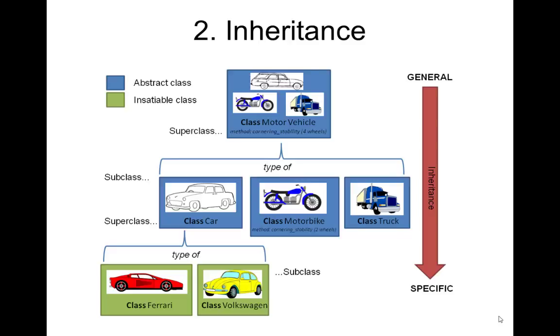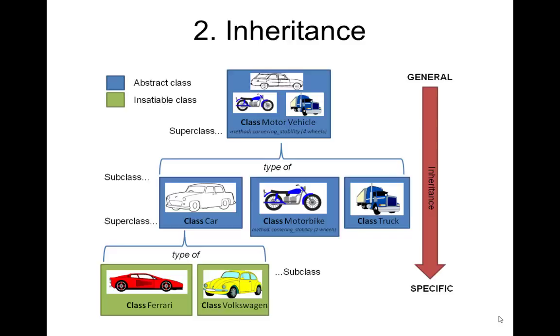I've also got two different types of classes highlighted here. I've got what we call abstract classes and instantiable classes. So what are these? Well, some classes, these ones, the green ones, instantiable classes, are ones where you can create instances from those classes. So there is such a thing as a Ferrari. We can create instances of Ferraris. We can create instances of Volkswagens.